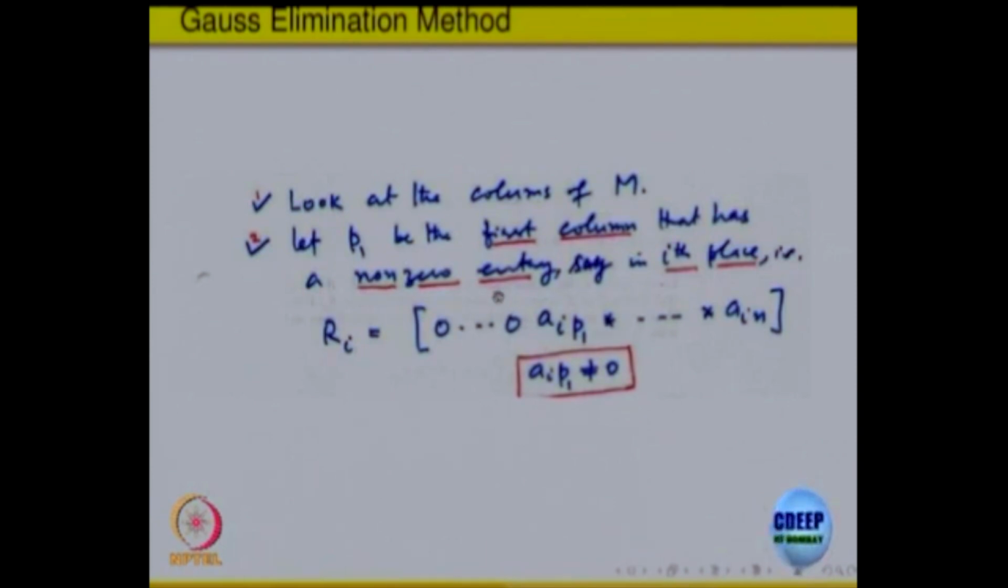First column 0, second column 0. The first column where a non-zero entry somewhere comes is the column number P1. So a non-zero entry has come at some place. That we should make as the first one, that row should be made the first row, because everything else was 0 on the left side of it. Is it clear what we are doing?